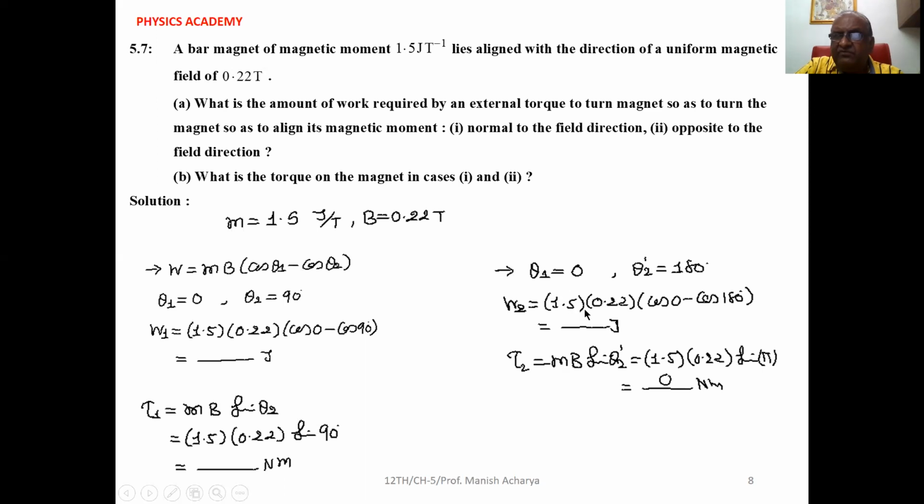M is 1.5, B is 0.22, cos 0 minus cos 180. Solve this one, you will get the work done. And now in that particular case, the torque acting on it, tau 2, is MB sine theta 2. So M is 1.5, B is 0.22, theta 2 is pi, and sine pi is 0. So torque in this particular case will be 0. Clear to all of you?